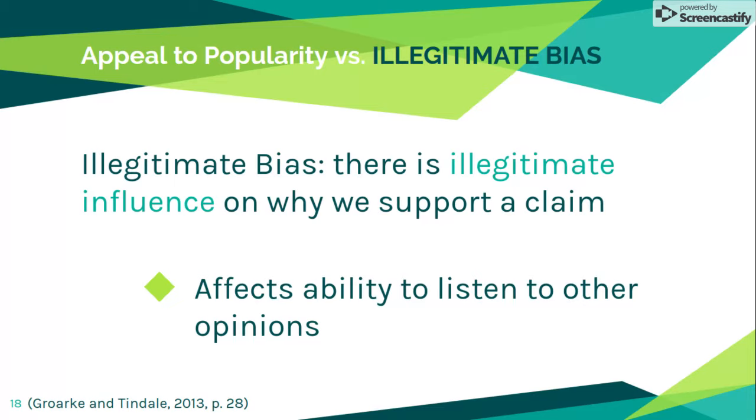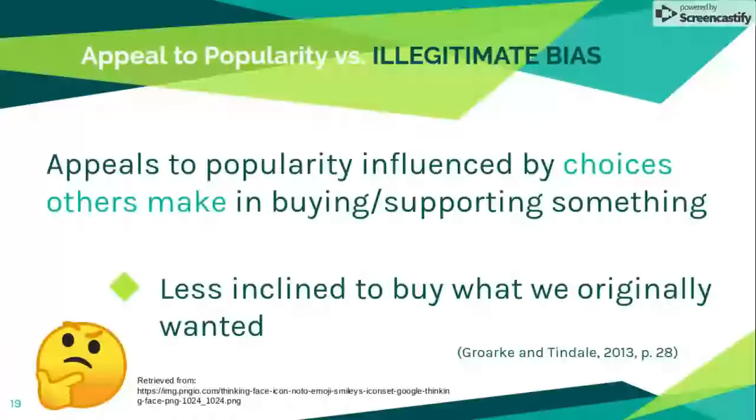And this actually affects our ability to listen to other opinions. If you did your readings a long time ago, you would understand why. A lot of this definition is a bit of common sense. However, it is very relatable to appeal to popularity, because appeals to popularity are influenced by choices others make in buying or supporting something. So, we are less inclined to buy what we originally wanted. There's an influence on why we did that, because we are influenced by the choices of other people.